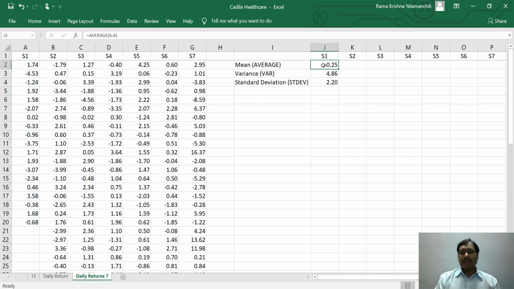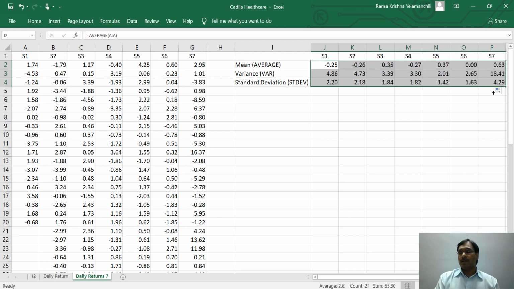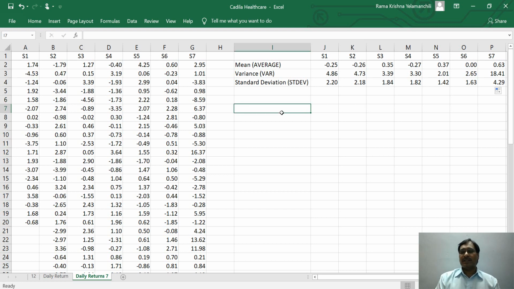Now once the mean, variance and standard deviation of one stock are calculated, you select these 3 values and then drag on to your right side. So now the mean, variance and standard deviation of all the 7 stocks have been calculated here. I guess this is one of the easiest methods to calculate the mean, variance and the standard deviation.